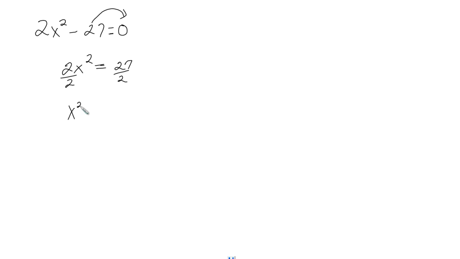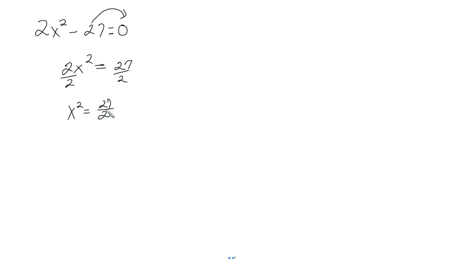Okay, how about 2x squared minus 27 equals 0? Again, we want to isolate the quadratic term, so we're going to move that over to the other side. That gives us 2x squared equals positive 27. We cannot use the square root property yet because we have to have 1x squared, so we have to divide out the 2, and then we get x squared equals 27 halves.